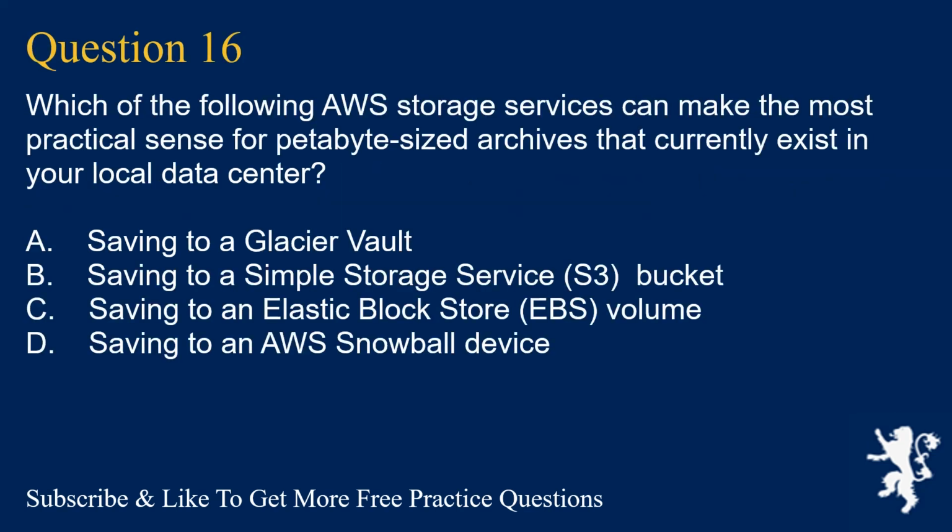Question 16. Which of the following AWS storage services can make the most practical sense for petabyte-sized archives that currently exist in your local data center? A. Saving to a Glacier Vault. B. Saving to a Simple Storage Service, S3, bucket. C. Saving to an Elastic Block Store, EBS, volume. D. Saving to an AWS Snowball device.